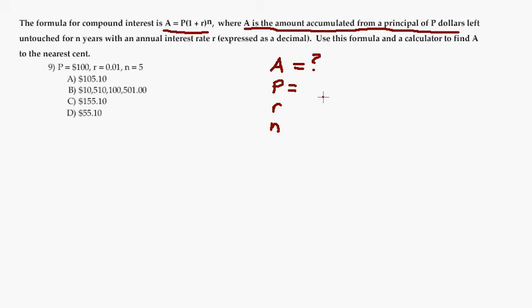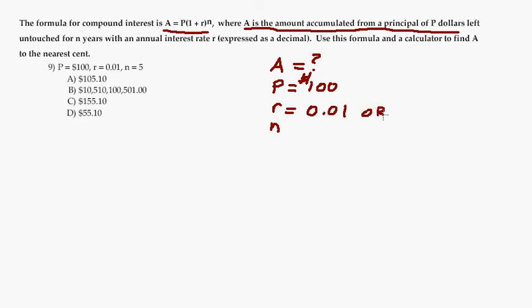P is the principal. That's how much you invest, so that's $100, they're telling us. This is a multiple choice question here. R is the rate expressed as a decimal. They've already changed it to a decimal for us, 0.01, in this problem.